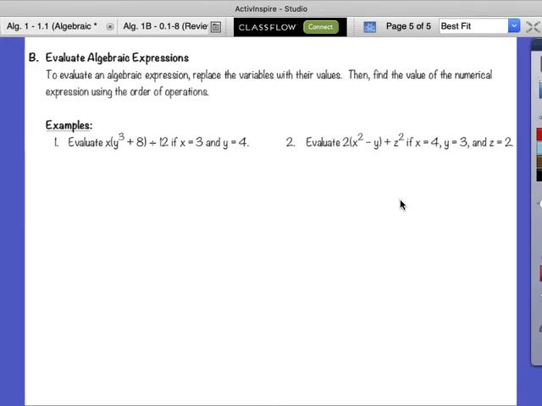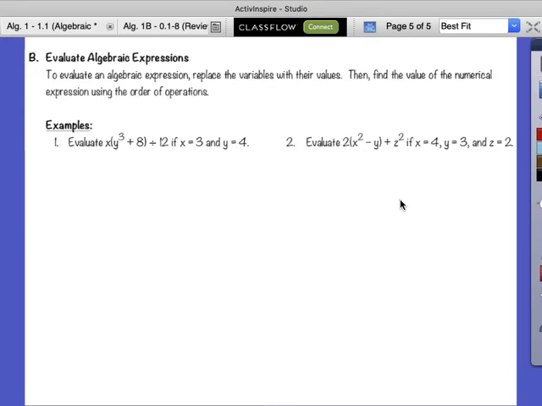Now, we have this expression, x times the quantity y cubed plus 8, divided by 12. Now we're saying in this scenario, evaluate this if x is equal to 3 and y equals 4. So we have this expression, and we're asked to evaluate it, figure out what it equals if x is this and y is this. So our first step is to plug in x and y.